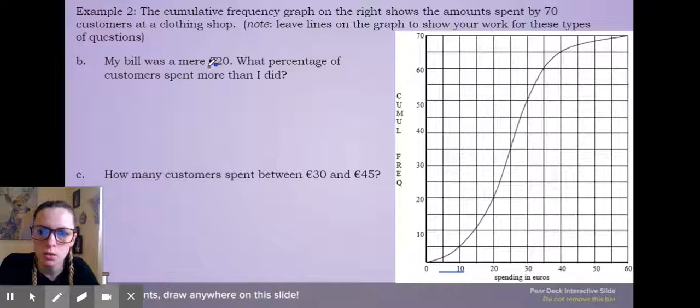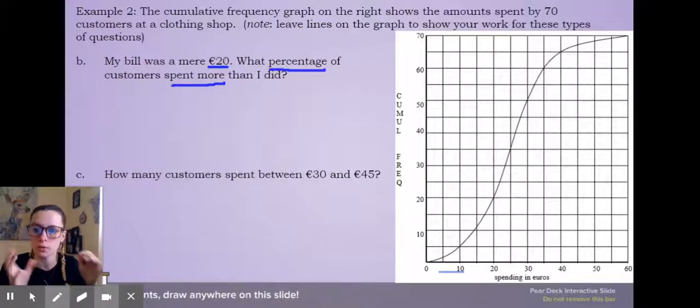All right, and wrapping up example 2, we still have the same graph. My bill was a mere 20 euros. What percentage of customers spent more than I did? So they're flipping the script on us a little bit here. Instead of giving us a percentile to find, they're giving us the amount of euros and asking me to find a percentage. So the number of euros they give me was 20.